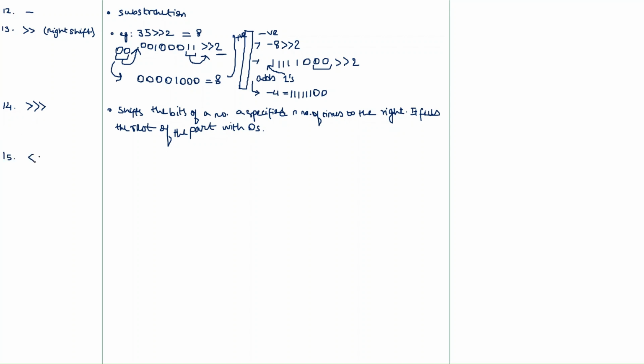Then we have the left shift operator, which does the same as this one but in the opposite way. It shifts the bits of a number towards the left a specified number of times, and the syntax for this is value left shift n times. For example, let's say I have 0 0 0 0 1 0 1 0, and I left shift it two spaces. Initially the value was 10, but after that I get the value as 40.